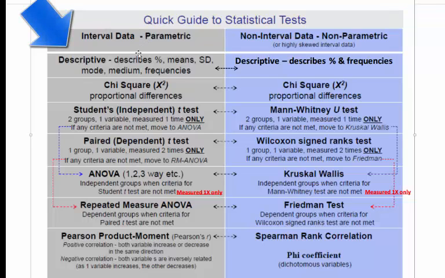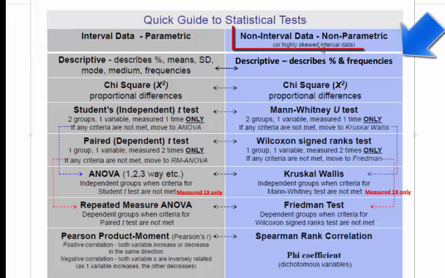This side, the gray side, will always refer to tests that can be done with data that are parametric or interval level. Conversely, the blue side includes statistical tests that are conducted with non-parametric data or non-interval level data. Please note that when you have highly skewed interval data, it is suggested that you use the non-parametric test due to the fact that the data are not following the normal curve, which is an assumption of parametric data.